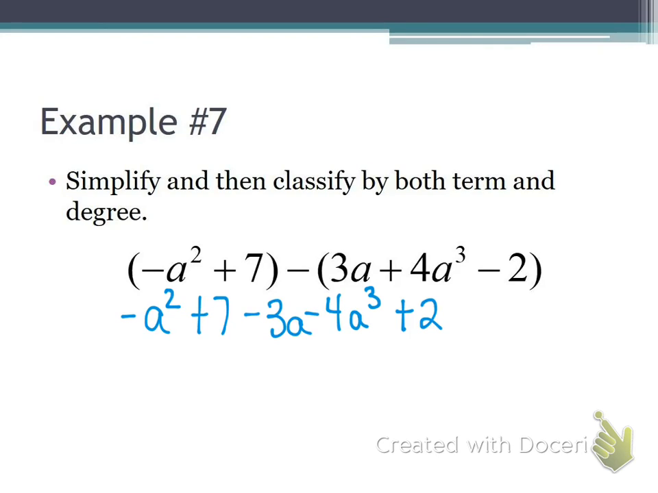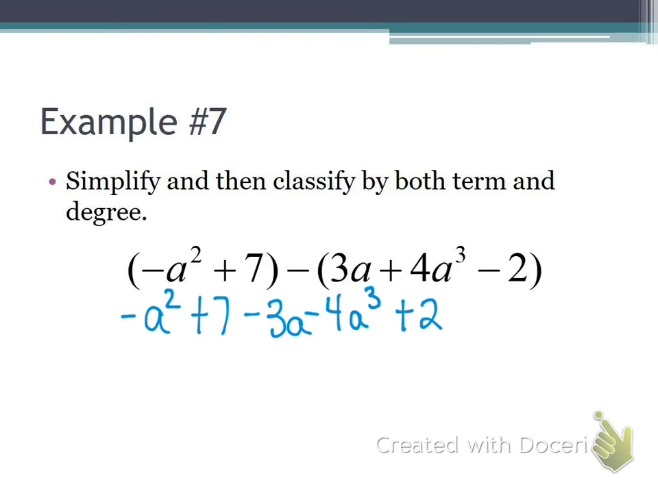So now the question becomes, what can be combined? The 7 and 2. Can anything else be combined? No. Nothing else can be combined because nothing else has the same variable and the same exponent at the same time. Okay, just because they have a's, that's nice, but they don't have the same exponent, they can't be combined together.